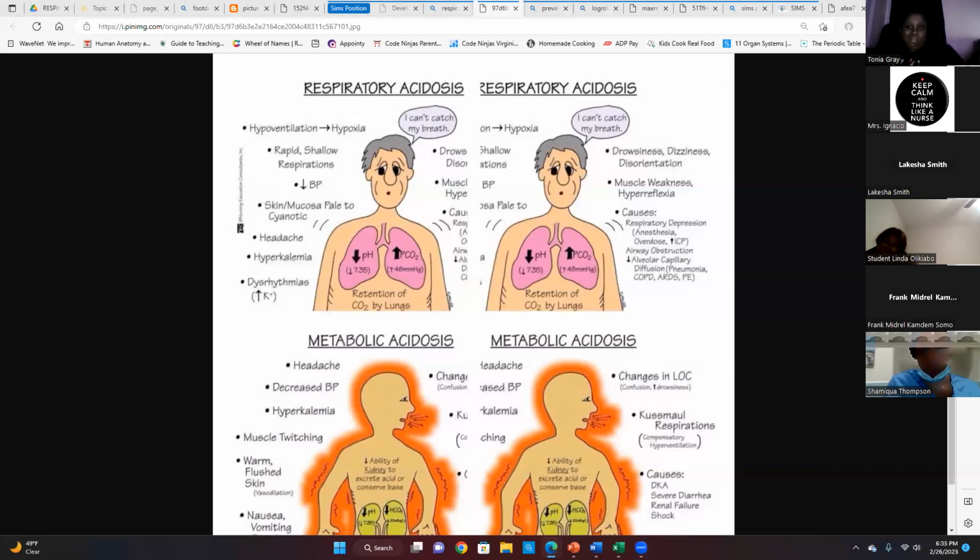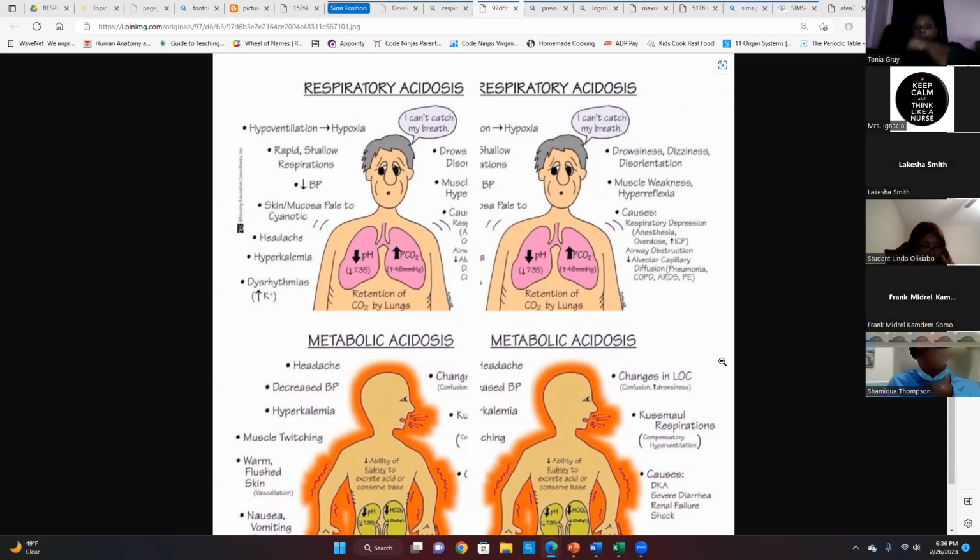When we think about respiratory acidosis, this is your COPD patient. Any patient that is not able to get out all of the carbon dioxide, because increased levels of carbon dioxide cause respiratory acidosis, okay? So we'll talk about the acidosis and then we'll go to the alkalosis. Think respiratory, think lungs, think too much carbon dioxide.